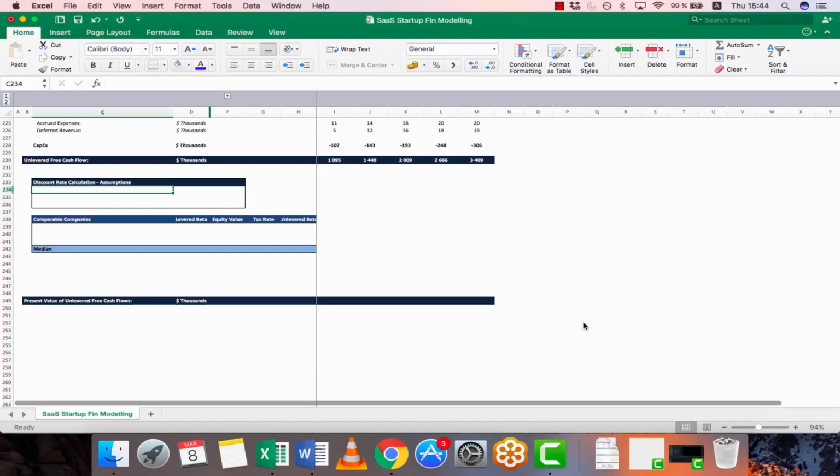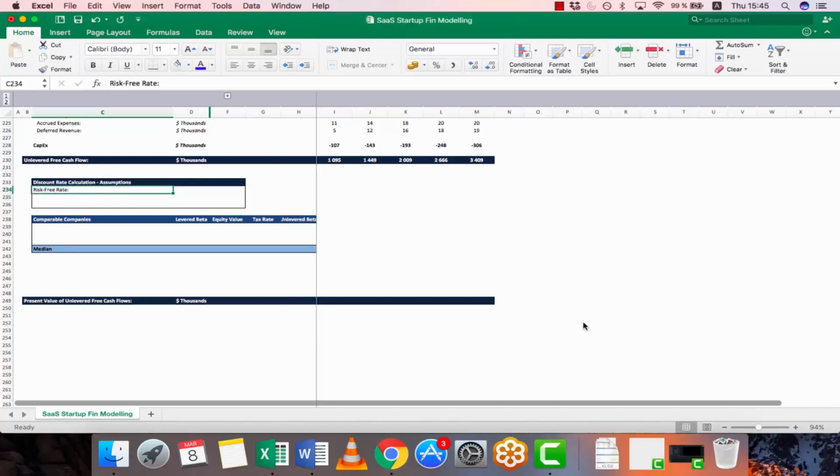Let's calculate the proper discount rate for our free cash flows. In the previous step we were calculating unlevered free cash flows, so we will have to calculate the WACC, the weighted average cost of capital, to discount those cash flows correctly. So let's start by making the assumptions for our discount rate calculations. So first we need the risk-free rate.